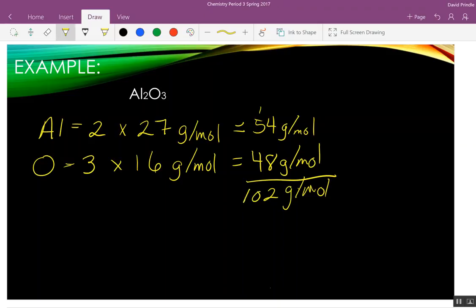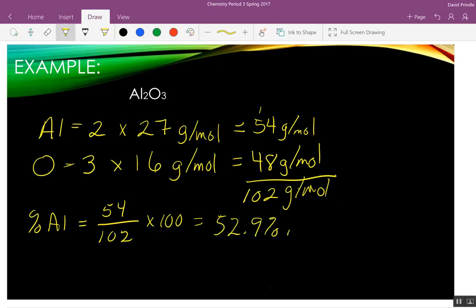And so all you have to do now is percent aluminum is equal to 54 divided by 102 times 100, which will work out to slightly under 50%, or so, 52.9% aluminum. And you could do the math, or you could just do the subtraction.